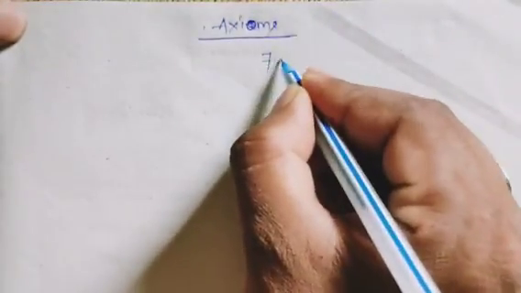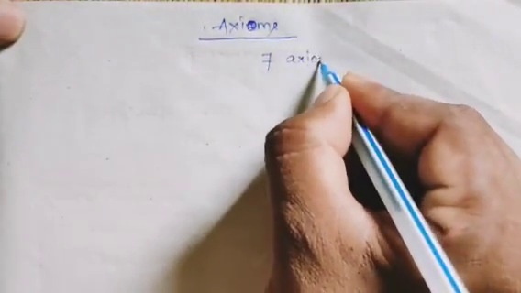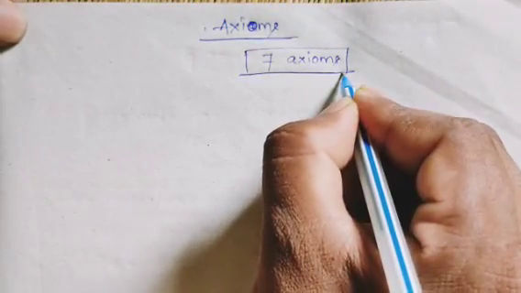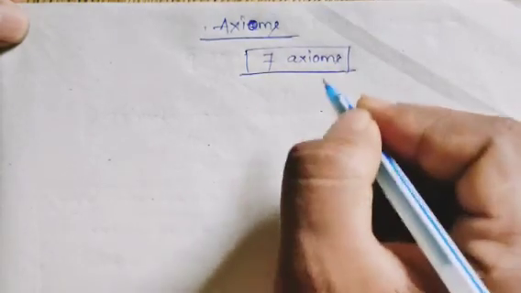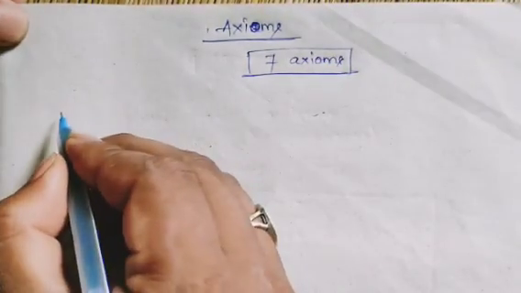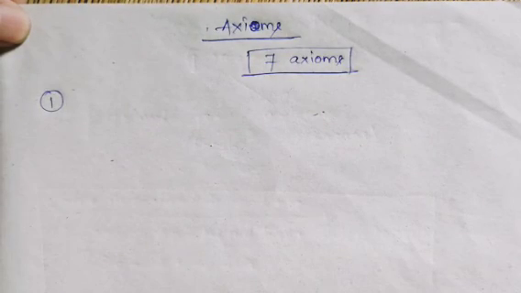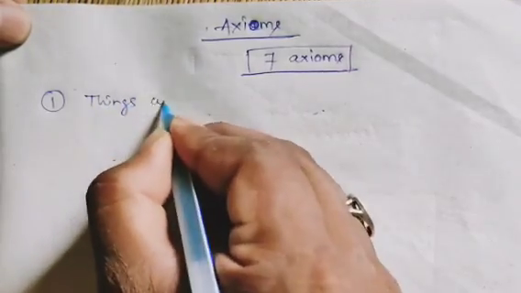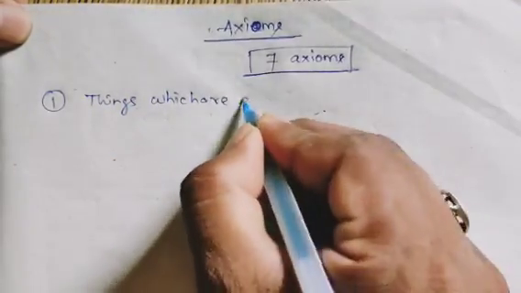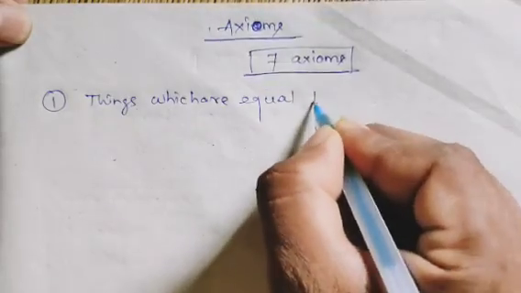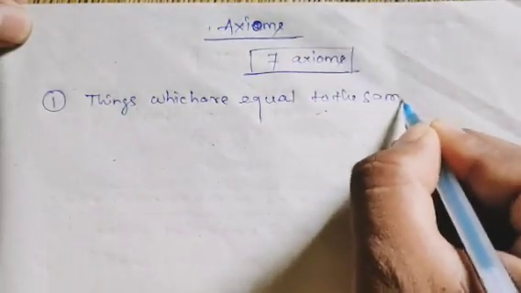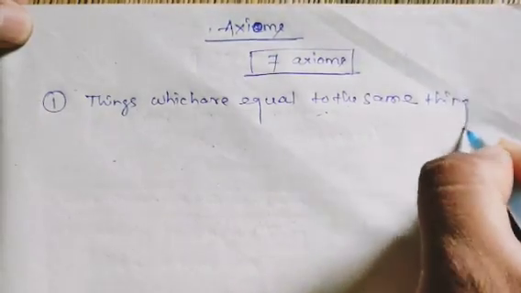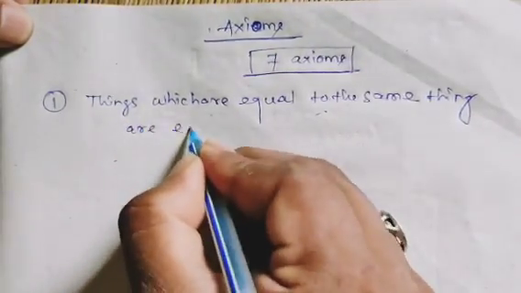So Euclid has given 7 different axioms. These 7 axioms are given by Euclid. So what are these 7 axioms? We will study one by one. So according to his first axiom, things which are equal to the same thing are equal to one another.